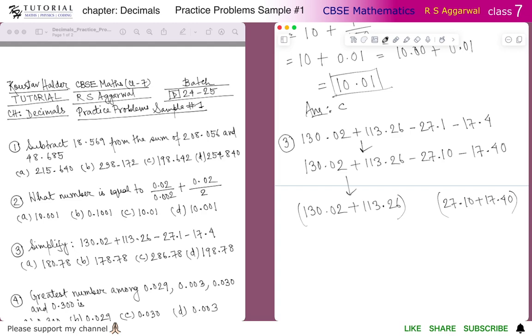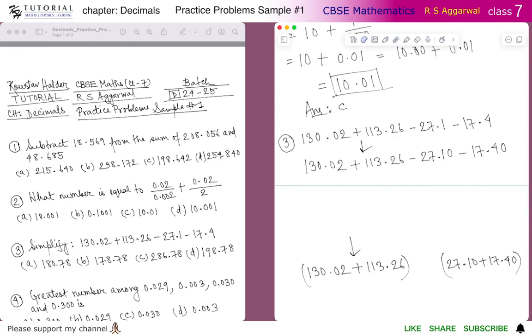I hope it's clear. So in this step, we are collecting all the positive decimals at one place, and with addition operation we are collecting all the negative decimals. Oh, I forgot one step. Sorry, extremely sorry. After we have converted all the decimals to like decimals, we will convert all the subtraction operations to addition operations.